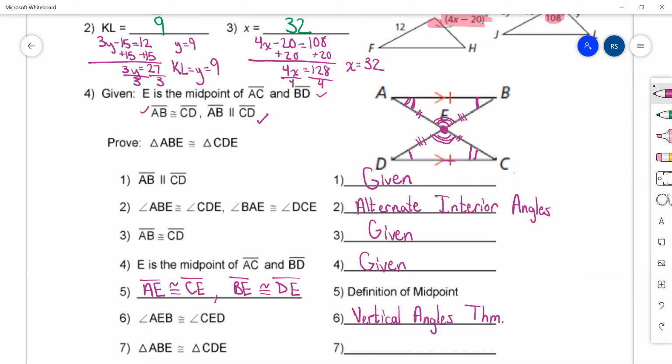So we've now proven that everything's congruent. So what's that mean about the two triangles? It means that triangle ABE is congruent to triangle CDE by the definition of congruent triangles.